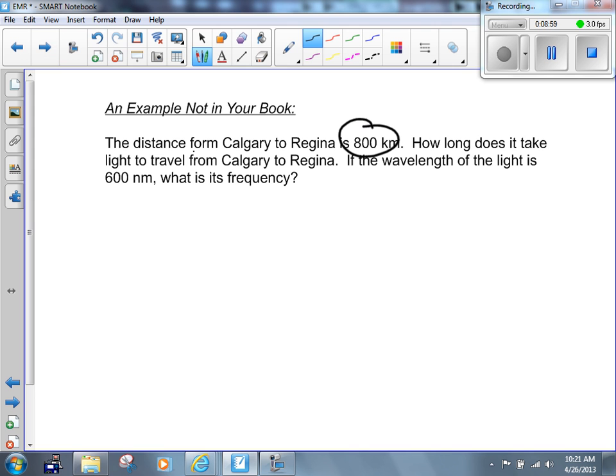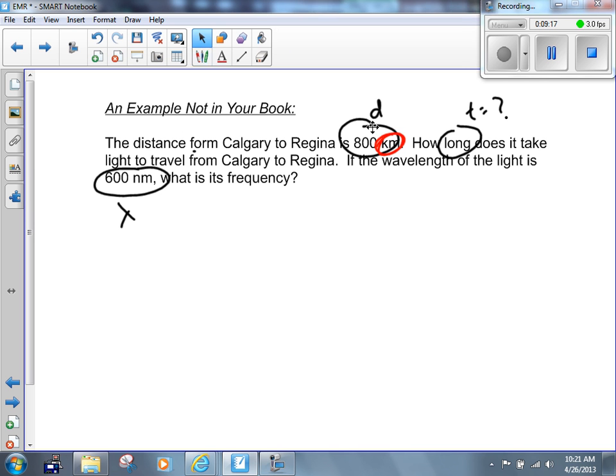Should say the distance from Calgary to Regina, not from. 800 kilometers, that's my distance. We should probably circle that kilometers because we want to convert that to meters, right? We always want to go meters. How long does it take? Okay, we're looking for time. We've got the wavelength here, but we should circle that as well because that's in nanometers and we want to be in meters. We also want to find the frequency here.